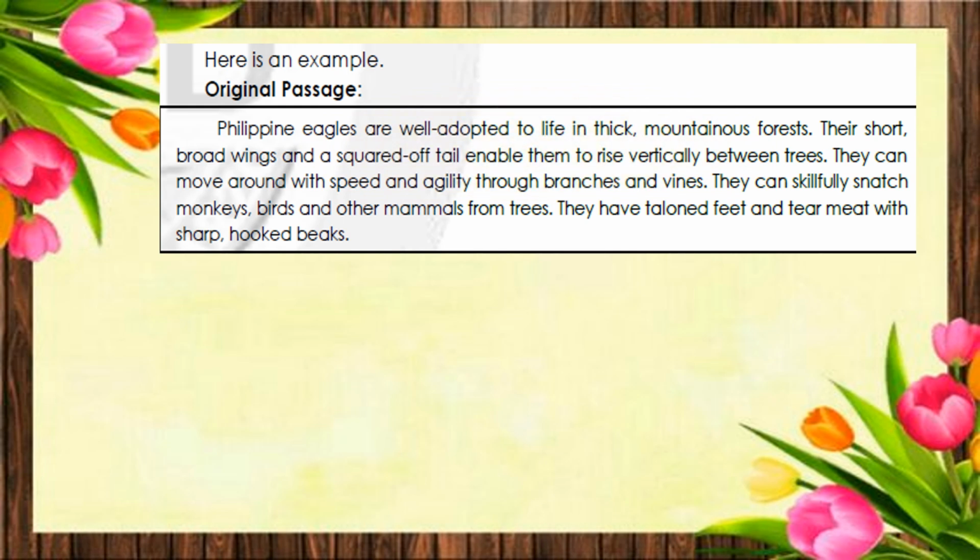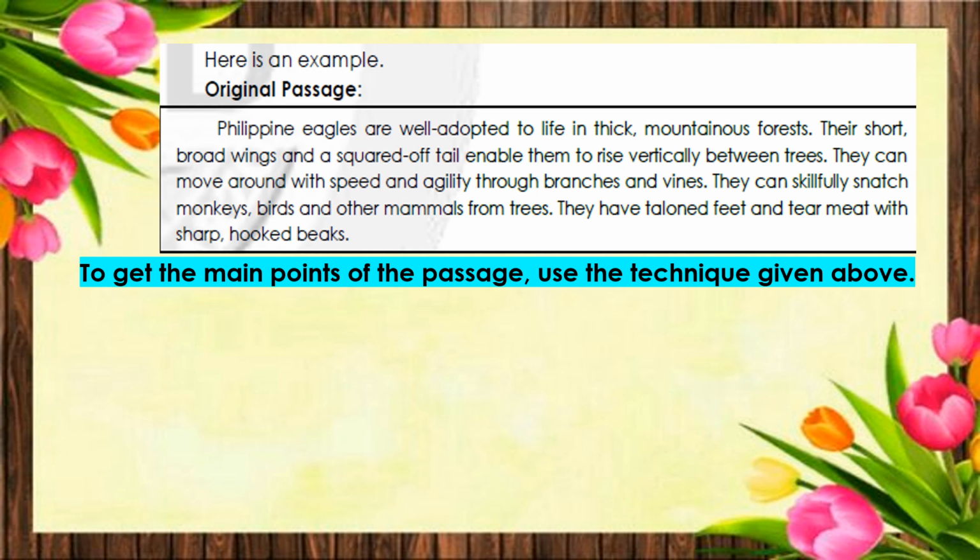Here is an example. So the original passage is: Philippine eagles are well adapted to life in thick mountainous forest. Their short, broad wings and a squared-off tail enable them to rise vertically between trees. They can move around with speed and agility through branches and vines. They can skillfully snatch monkeys, birds, and other mammals from trees. They have taloned feet and tear meat with sharp, hooked beaks. To get the main points of the passage, we can use the technique given.